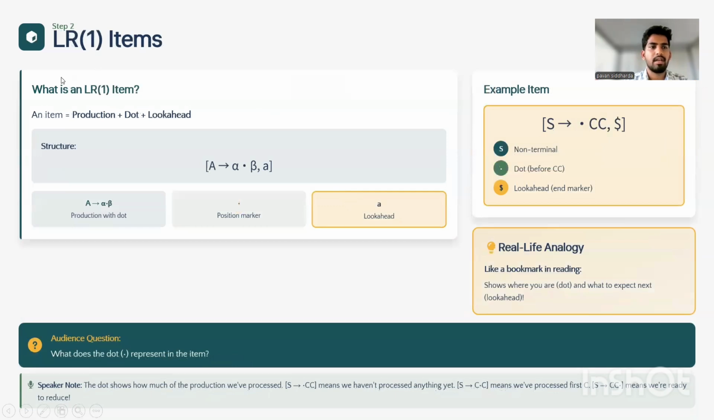Coming to LR(1) items. What is an LR(1) item? An item equals production plus dot plus lookahead. This is the structure of the LR(1) item: A gives rise to alpha dot beta, comma a, where a is the lookahead, and the dot is the position marker. An example is S gives rise to dot CC, comma dollar. Here the dot is before CC, and dollar is the lookahead.